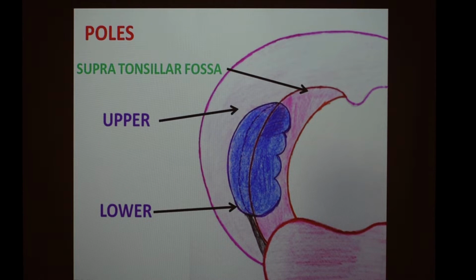Similarly, near the base, the lower pole, there is a ligament which is suspending, or you can say fixing, the tonsil to the tongue. So that ligament is called the suspensory ligament of the tonsil. Now you might be thinking why this ligament is required. But this ligament has a very important role of keeping the tonsil in its position when we are swallowing. When we are swallowing our food, if this ligament was not there, the tonsil might have moved, but the tonsil is being fixed by this ligament.